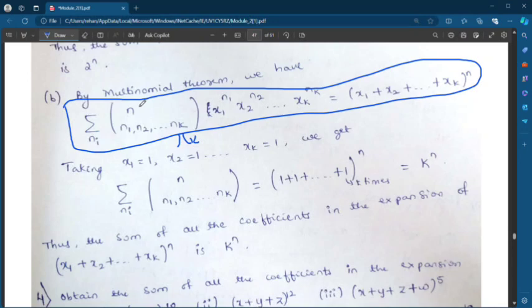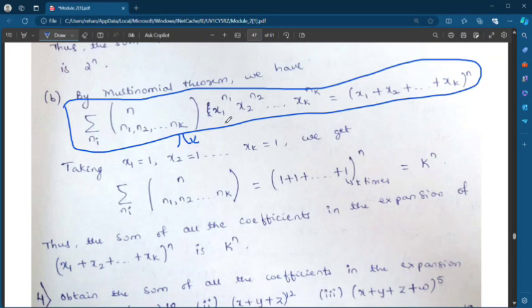The sums which I have solved so far have very little chance of occurring in your paper. The ones from here on will be more likely. So you take x1 as 1, x2 as 1, and so on. All are 1. Okay, so we get 1 plus 1 plus 1, and so on up to k times, to the power of n, which is equal to k to the power of n.